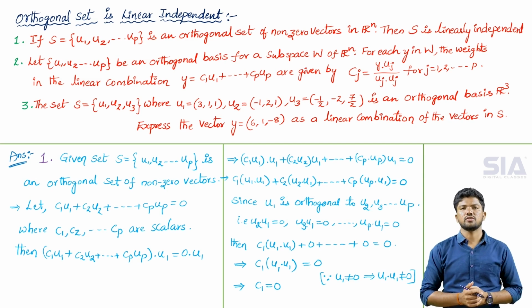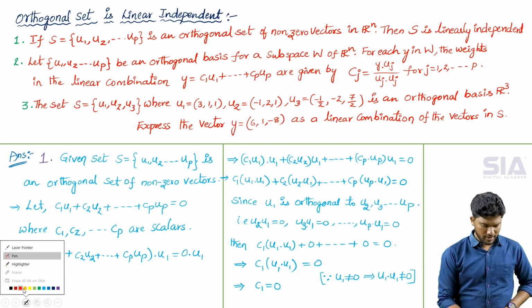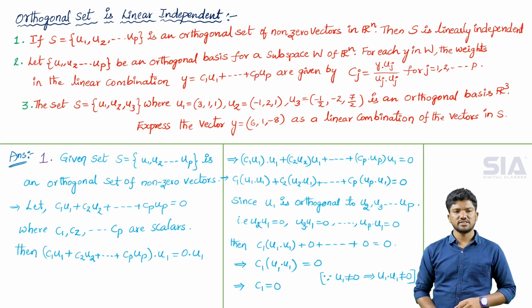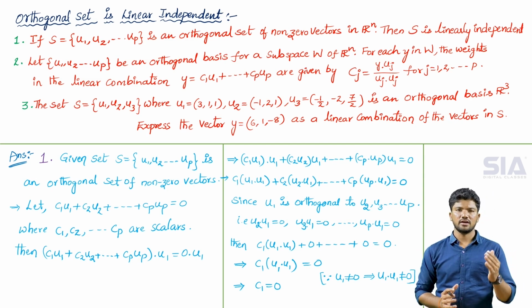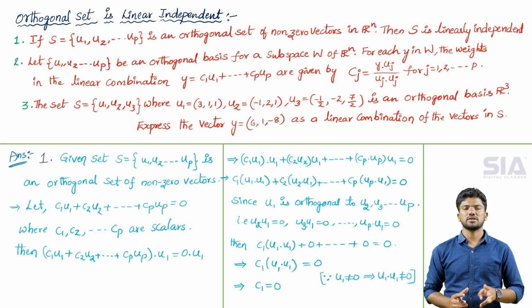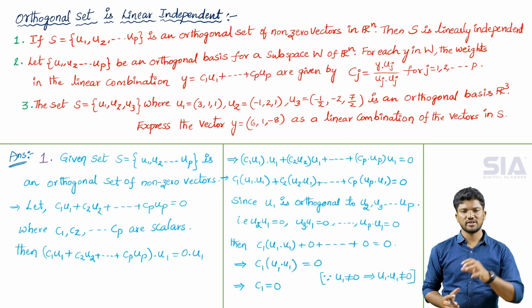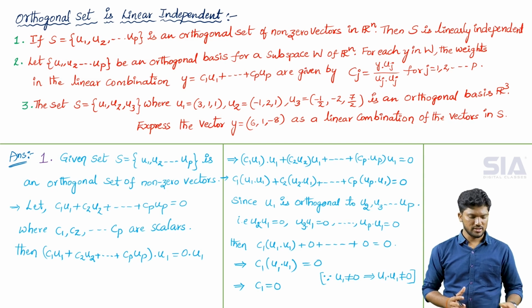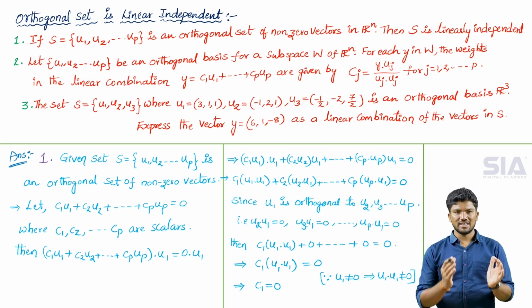So now in this lecture, we are going to discuss one of the important topics: an orthogonal set is linearly independent. In the previous lecture, we discussed the definitions of orthogonal set, orthogonal basis, inner product, outer product, length of the vector, and normalizer. All these definitions we discussed in the previous lecture. Now in this lecture, we are going to discuss orthogonal sets.